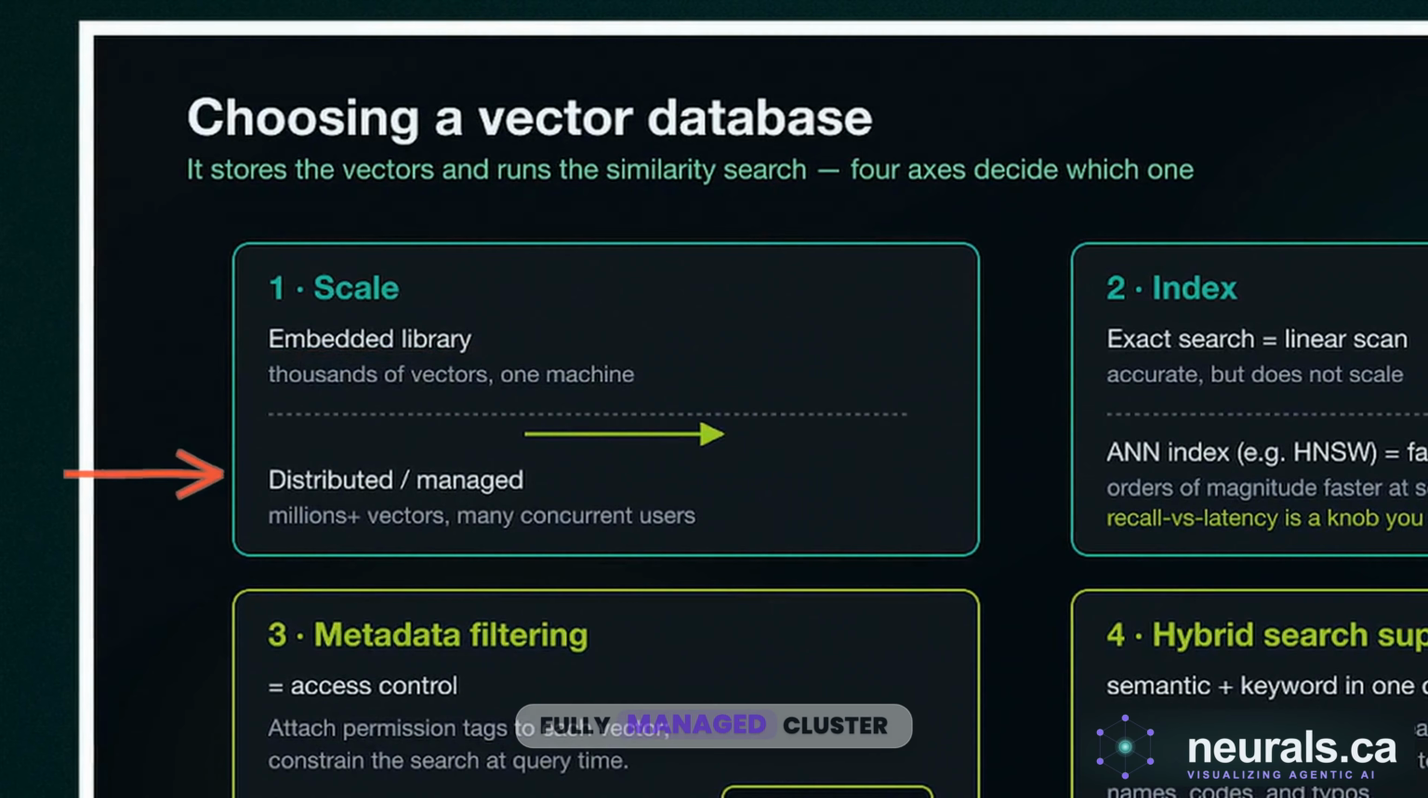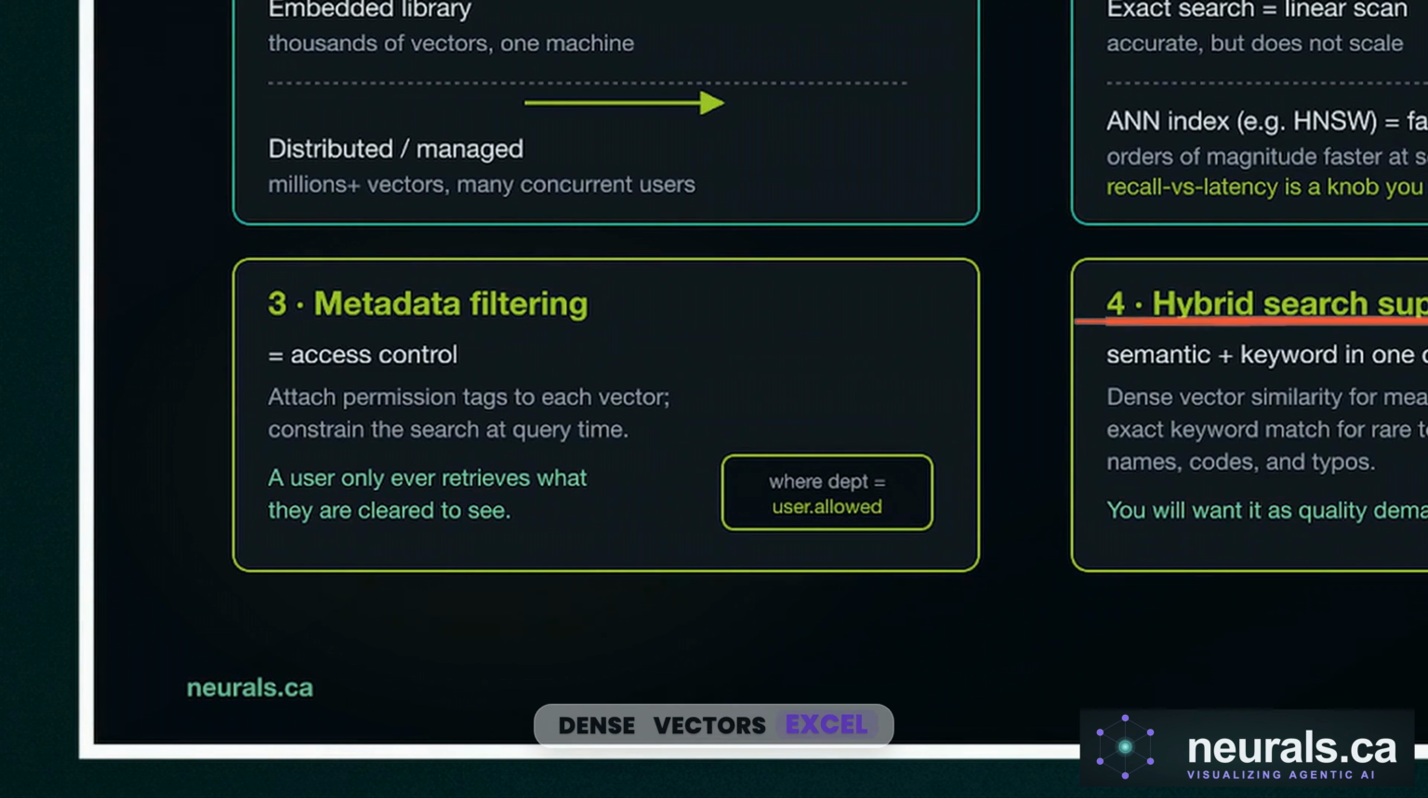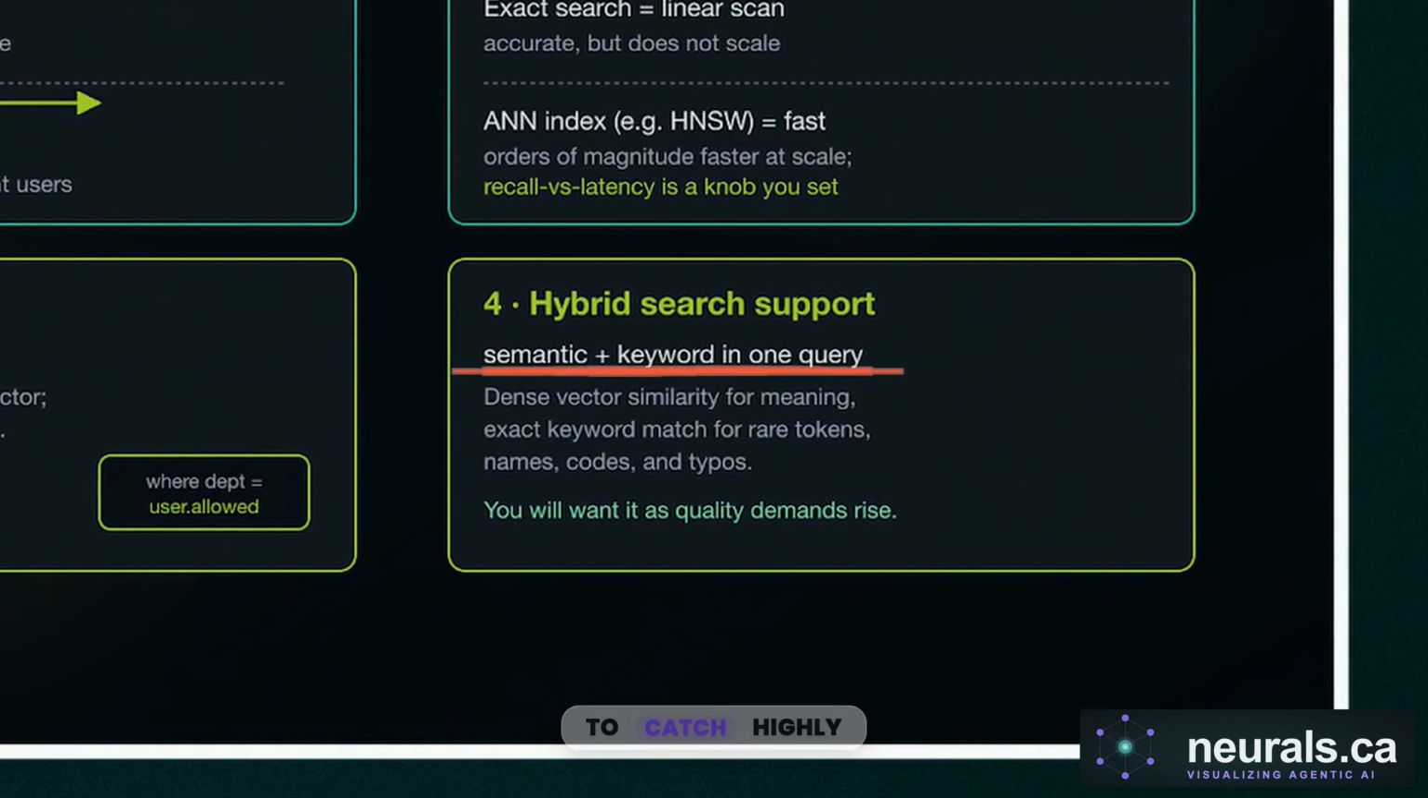Finally, we introduce hybrid search as our ultimate quality lever. Dense vectors excel at broad concepts, but struggle with exact matches. Hybrid search combines semantic vectors with sparse exact keyword matching to catch highly specific names, product codes, and typos. These database trade-offs dictate the reality of the system. They determine whether the rich, nuanced vectors we generated can actually be queried with the speed, latency, and strict security constraints demanded by a modern enterprise.